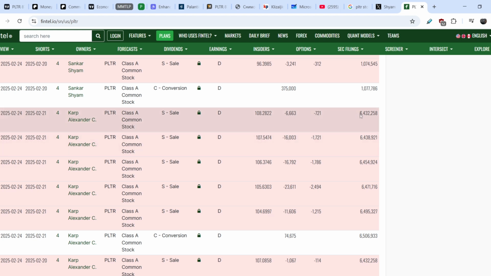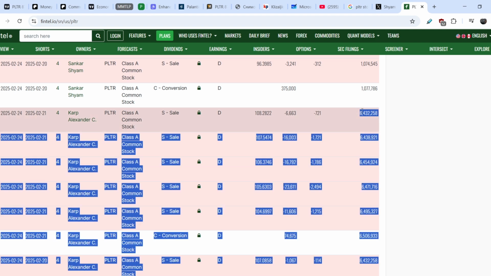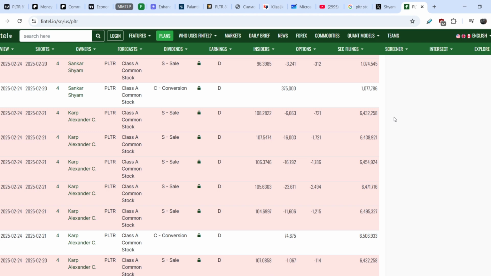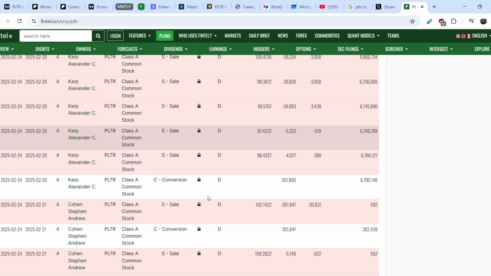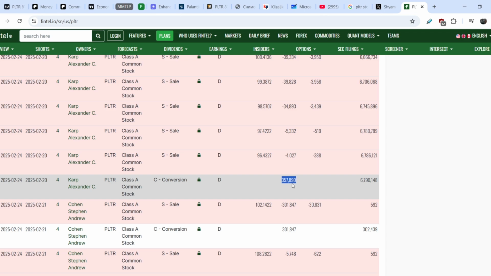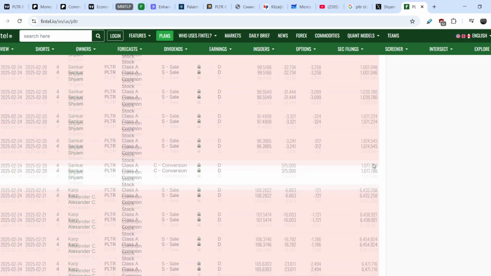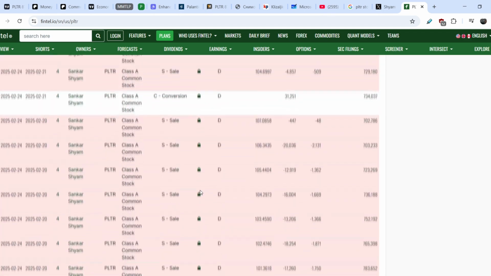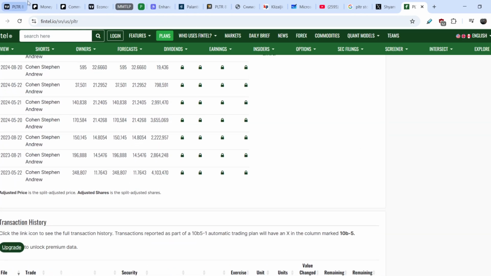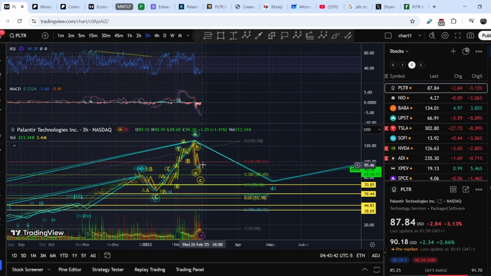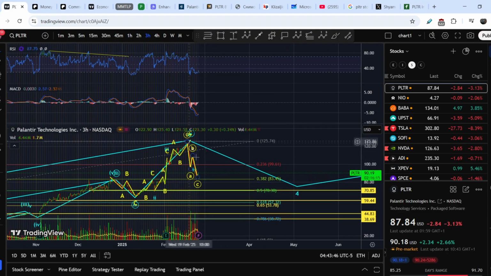And definitely, he still has more than 6.4 million Palantir shares. But all of his most recent stock-based compensation, he basically sold. And that is why, guys, this is not the best news for the market, and definitely this might be one of the amplifiers of this movement to the downside. But what should we expect next?